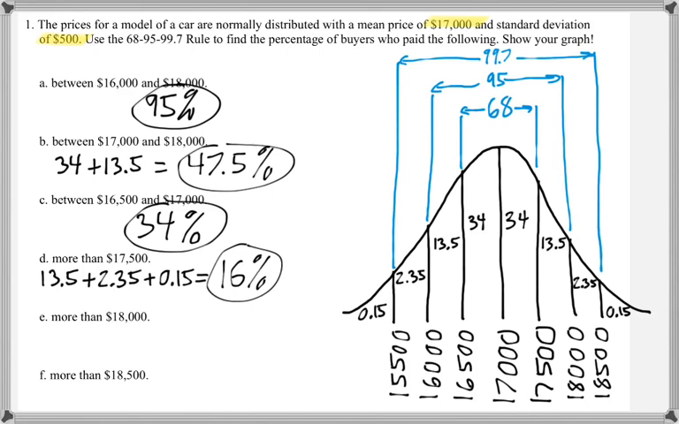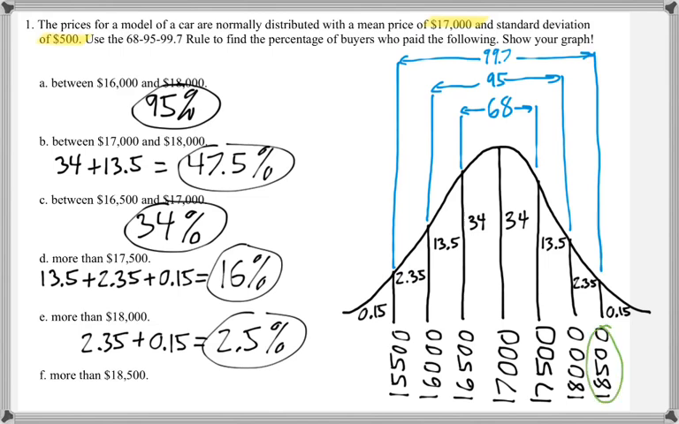Part E says more than 18,000. So that would be all of the regions to the right of 18,000. So I want to add 2.35 and 0.15, which is 2.5%. And lastly, Part F says more than 18,500, which would be 0.15.